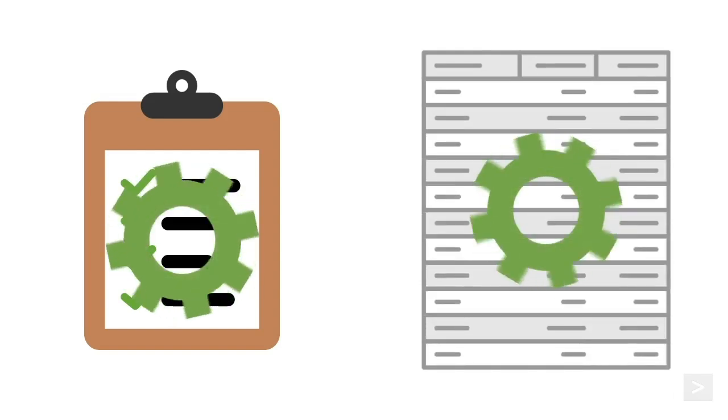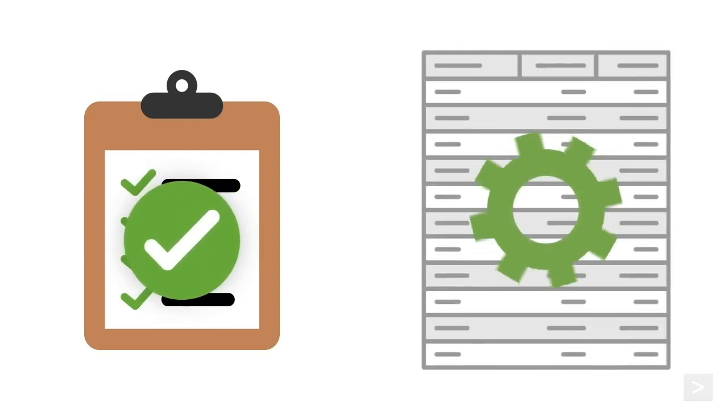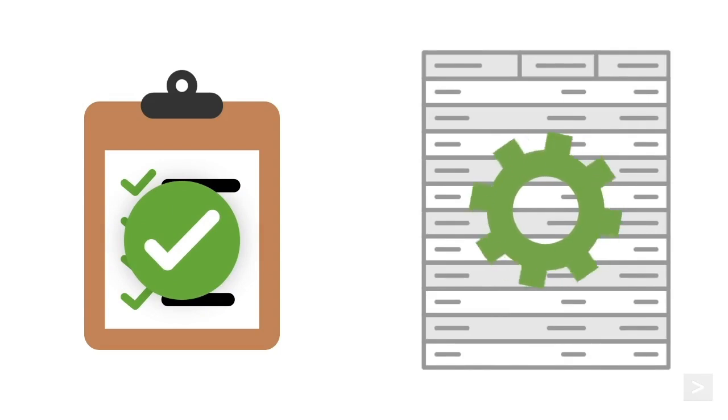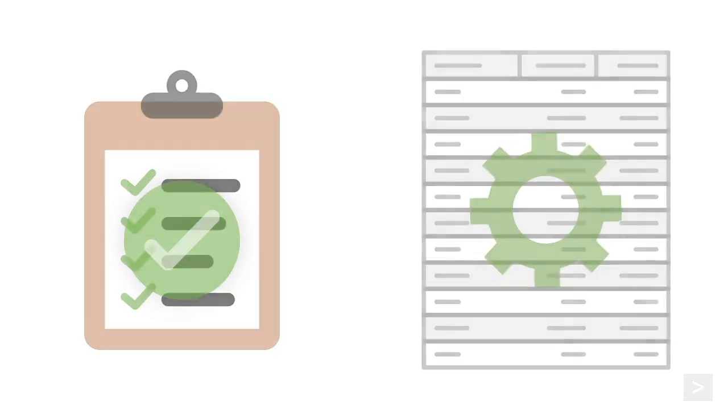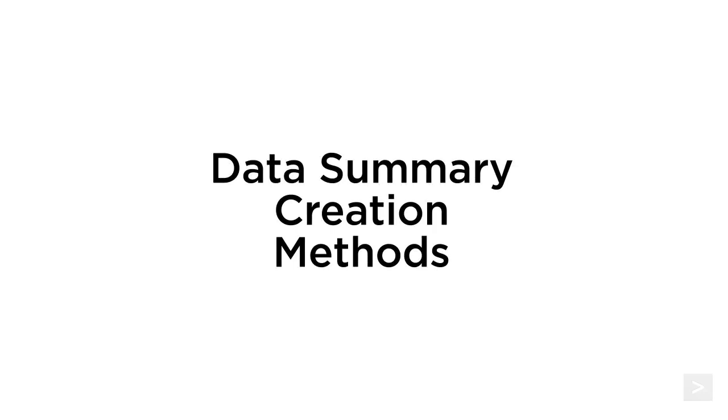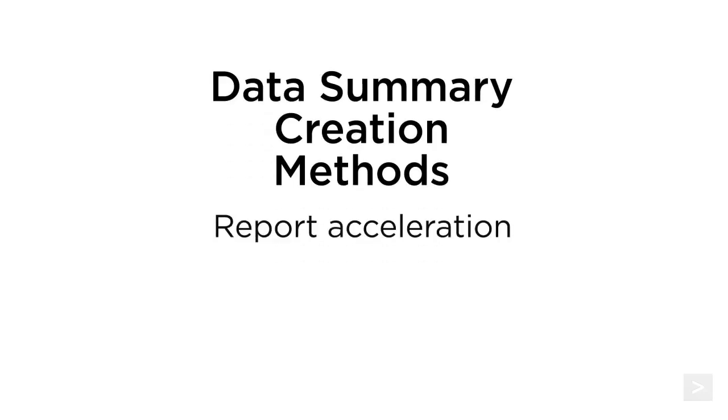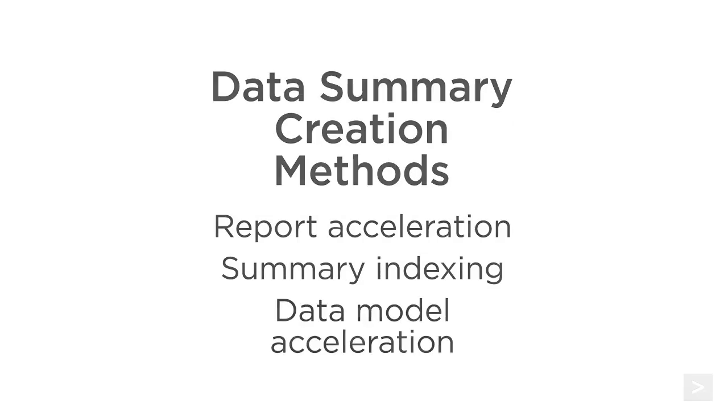When you run a search against one of these summaries, it should complete significantly faster since the data you're searching over is much smaller than the original raw events. Splunk has 3 data summary creation methods: report acceleration, summary indexing, and data model acceleration.